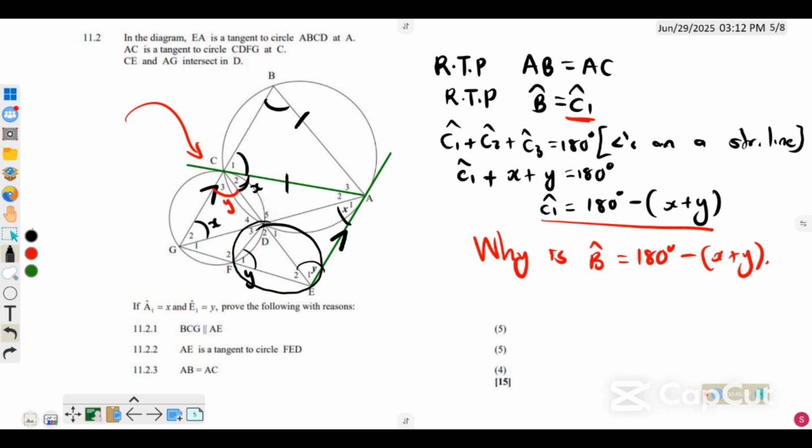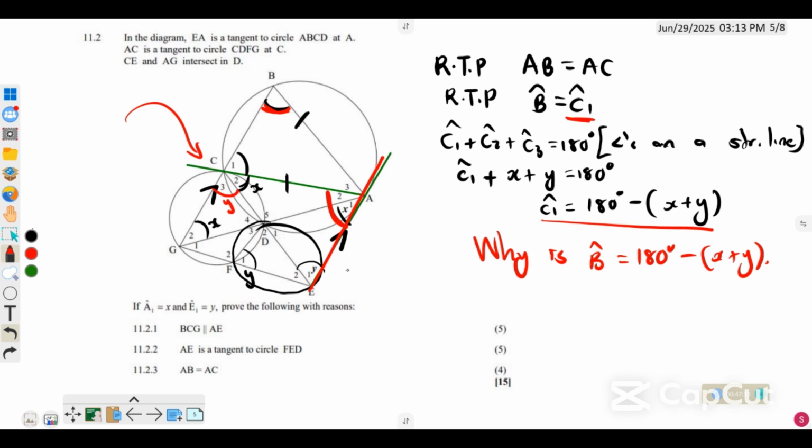Because if I look at this, I'm going to take a very long route. My mind tells me that since this is a tangent right here, this whole angle, which is A1 and A2, will be equal to angle B. Now the issue is finding A2.